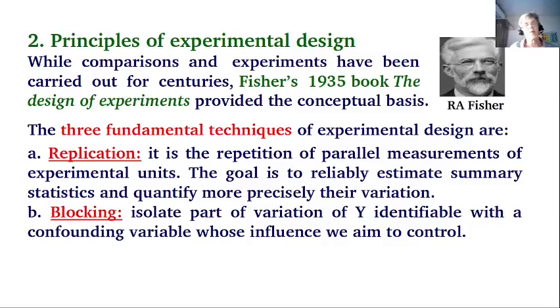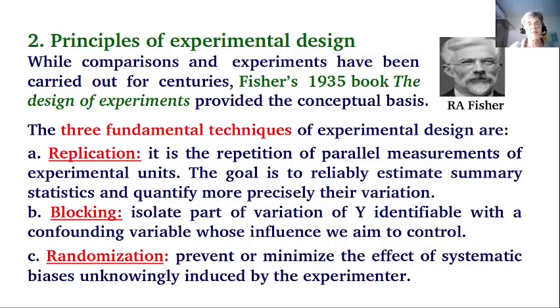Second point is blocking. The idea here is to isolate part of the variation of the response variable that is identifiable with a confounding variable, and we use this technique to isolate and control the effect of this confounding variable so as to make a better inference of the relationship between the explanatory variables and the response variable.